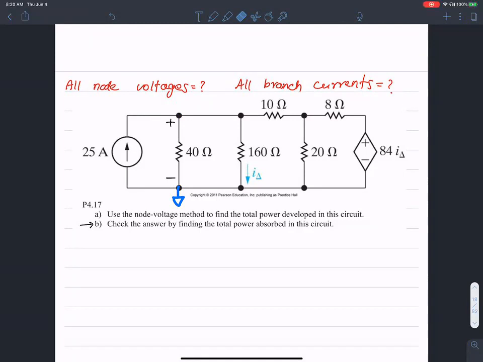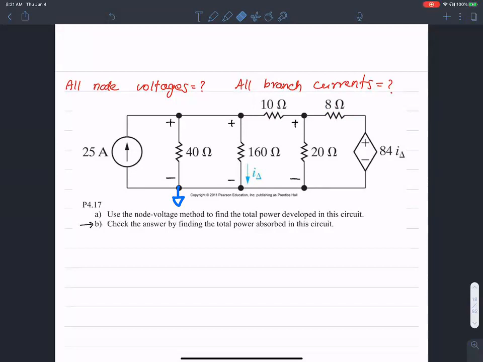So did you say you want to pick positive to negative from all of these, right? Correct. Just like that. Okay, so I picked the sign for 40 ohm, 160 ohm, and 20 ohm resistances. And then we'll worry about this 10 ohm resistance and the 8 ohm resistance, the sign for that at a later time. Okay, so sure, what would be the next step?